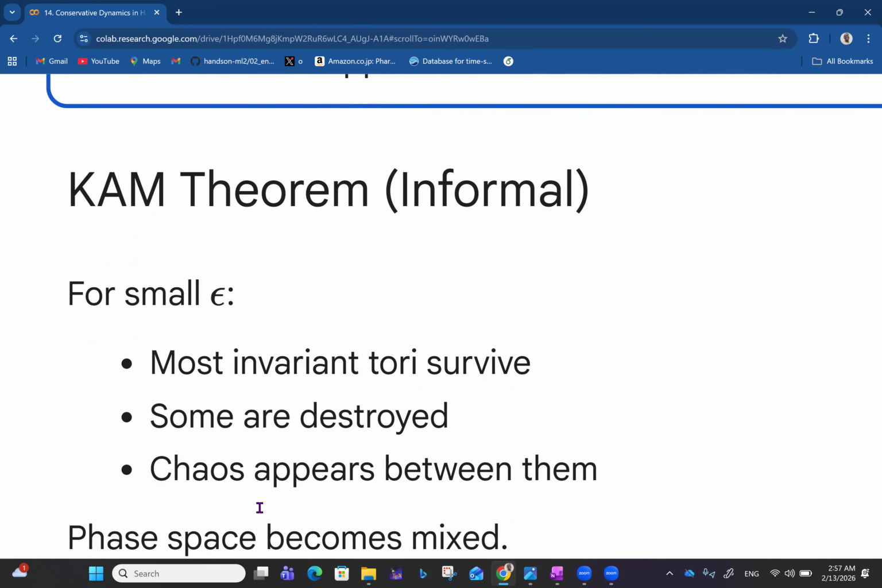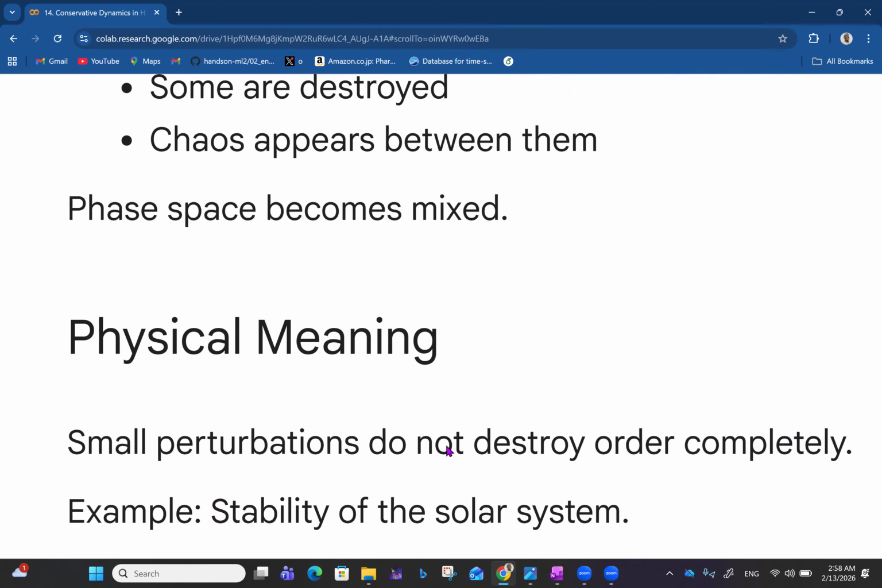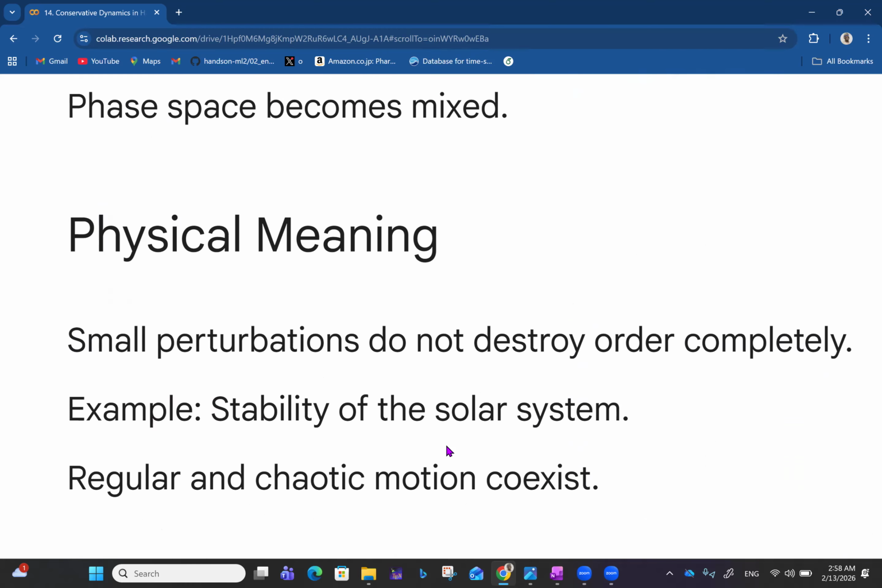Here we have that for small epsilon, most invariant tori survive, and some are destroyed, and chaos appears between them. Then we have phase space becoming a mixed bag, kind of. So the physical meaning of this is that small perturbations do not destroy order completely.